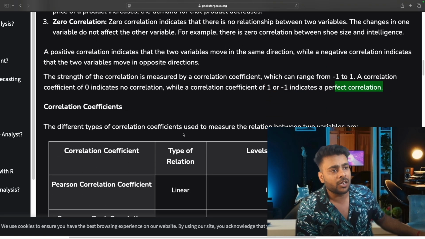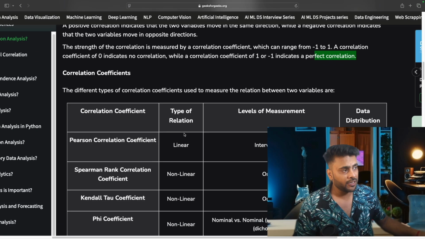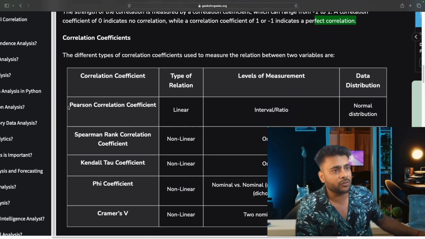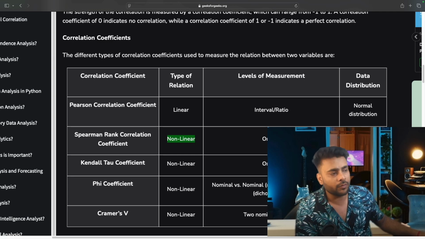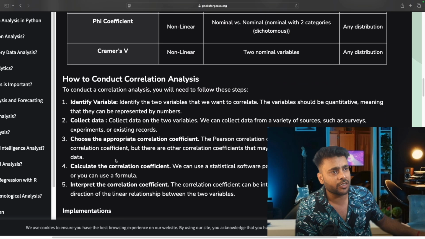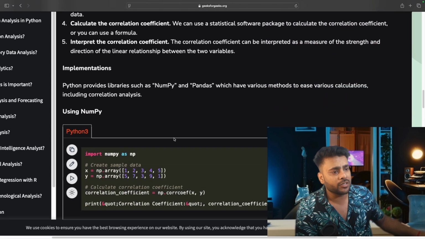Okay, now this is a table that they have defined. You can definitely understand this one. So we have Pearson's correlation coefficient, which shows linear relationship. It can be like normal distribution. Then we have Spearman rank correlation coefficient, and this can have non-linear correlation. We'll talk about ordinal and non-ordinal or nominal variables. These are the different types of correlation that we can use. You can read about this in more detail.